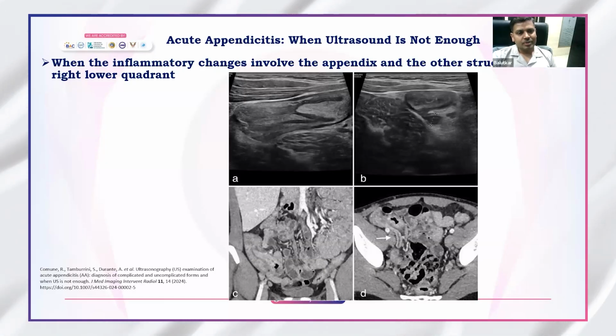So even if you are visualizing the appendix, which in this particular case you are visualizing the appendix which is of normal caliber, but there is significant inflammation of the cecum and the terminal ileum. So we have to go for further imaging to rule out whether this is because of acute appendicitis or some other reason. And in this particular case, it was because of inflammatory bowel disease. Even on CT, the appendix is of normal caliber, no periappendiceal inflammation is there, but the cecum and the terminal ileum are significantly inflamed, showing increased wall thickness and post-contrast wall enhancement.